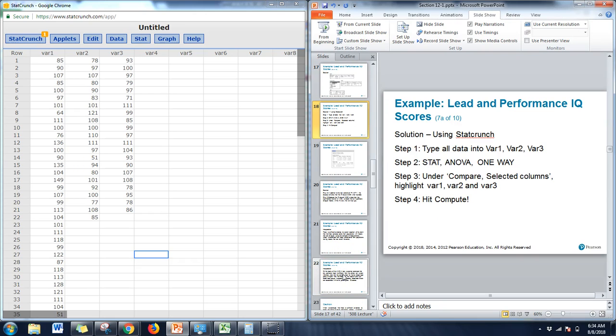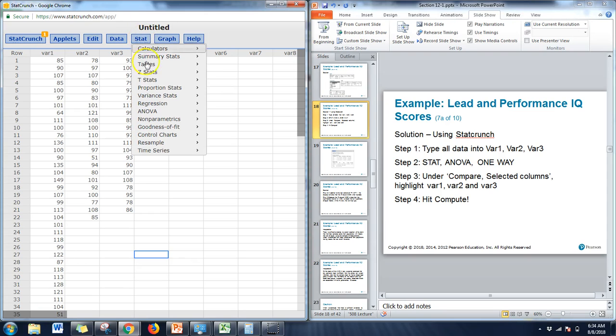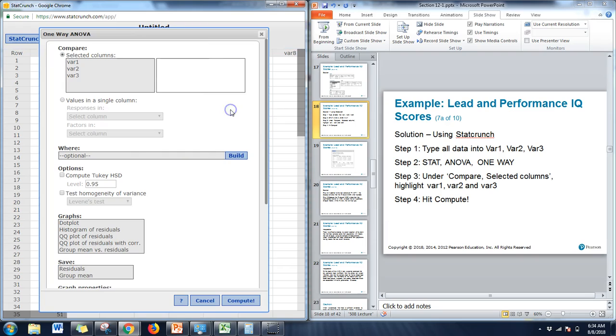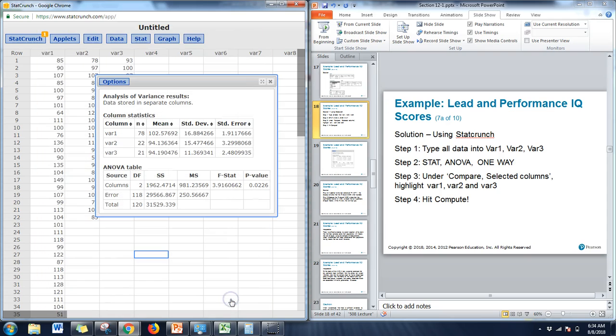Okay? So then the steps is type in all data. We did step 1 already. Then we go Stat, ANOVA. We're doing one-way analysis of variance. We're going to highlight all 3 of these, so hit shift to hit the bottom one or hit the control key, and we are going to hit compute.